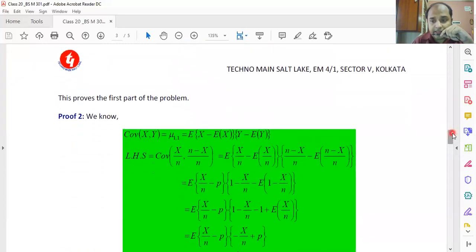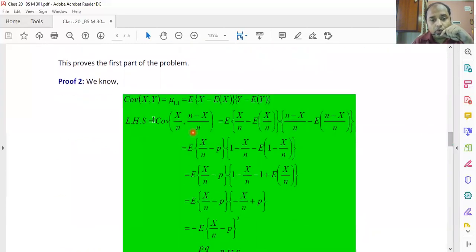Next, we are going to prove the second portion. Covariance of X, Y is denoted by mu 1 comma 1. It is defined as E of X minus EX multiplied by Y minus EY. So covariance of X by n comma n minus X by n is defined as this. We are replacing capital X by X by n and capital Y by n minus X by small n. Now you just look at these two expressions, you will understand.